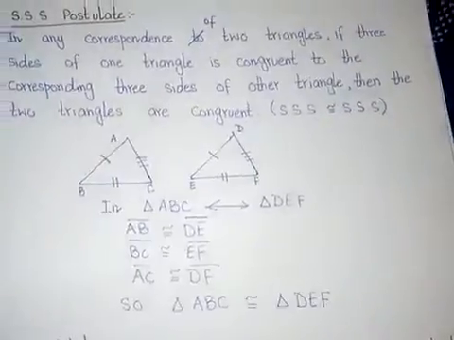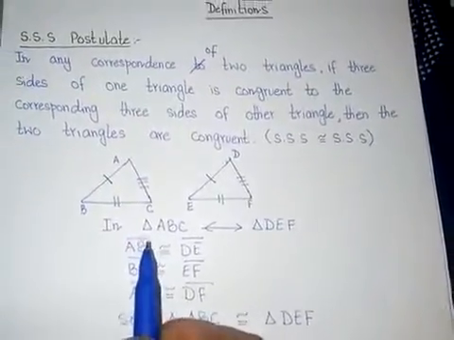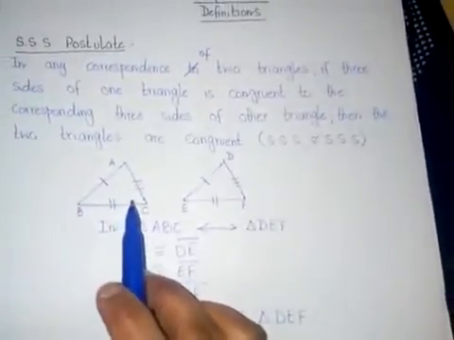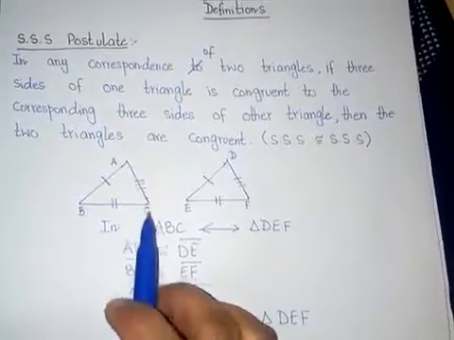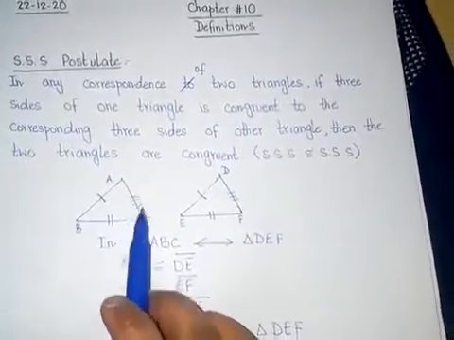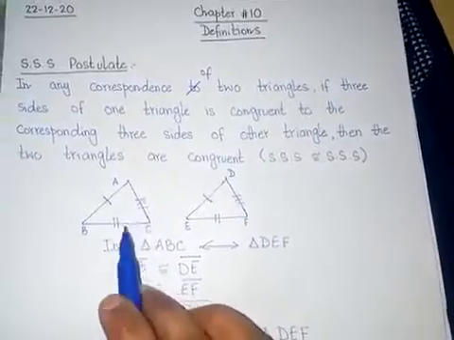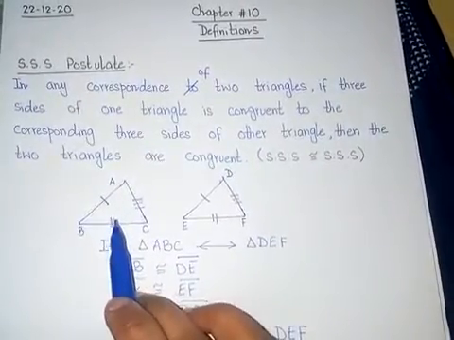Two things to remember. In these postulates, these triangles are acute angled triangle or obtuse angle triangle, whatever you want to draw the triangles, but there should not be right angle triangle.